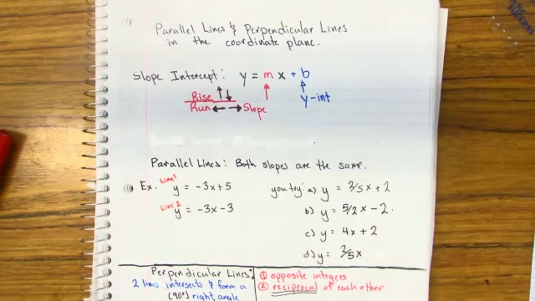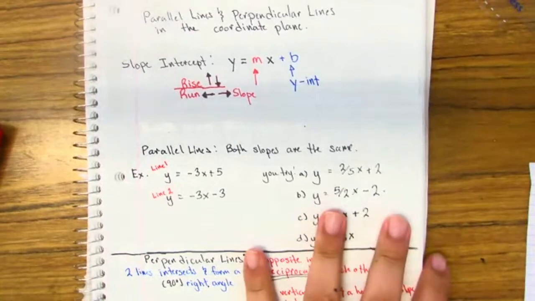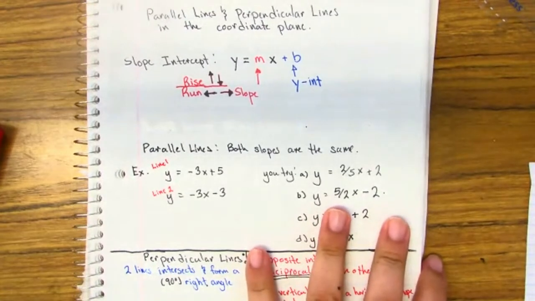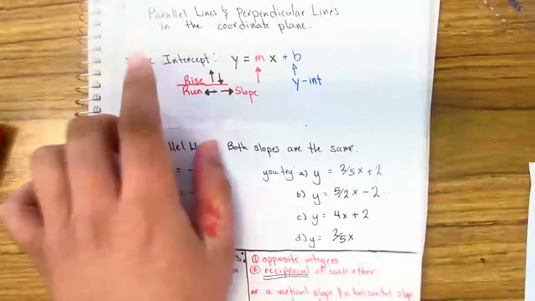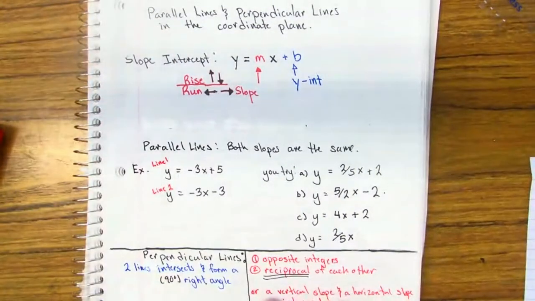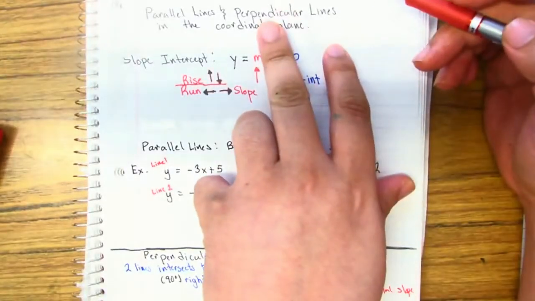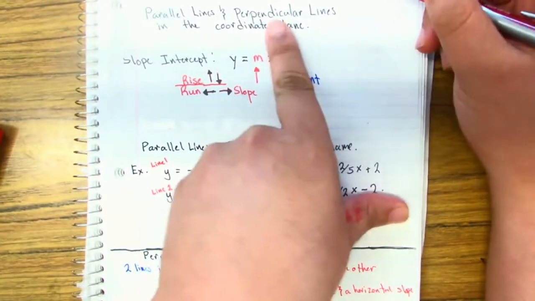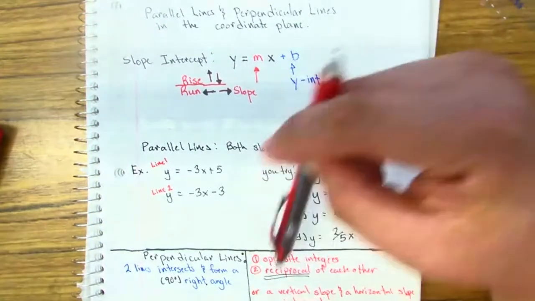Okay, so today's lesson we're going to be covering is parallel lines and perpendicular lines in the coordinate plane. We learned about parallel lines. Parallel lines are two lines that will never intersect, right? And perpendicular lines is kind of new, but I'll explain it in the next slide.